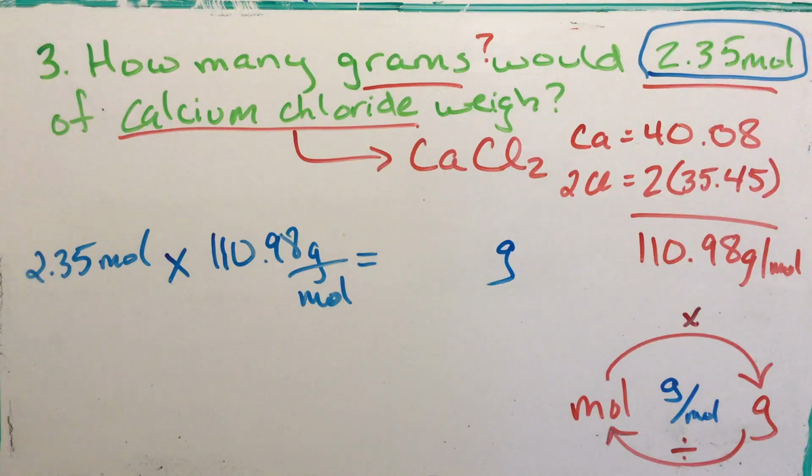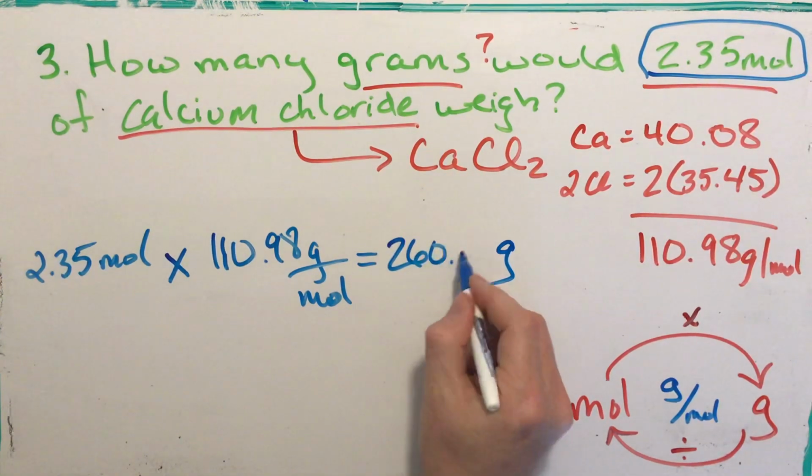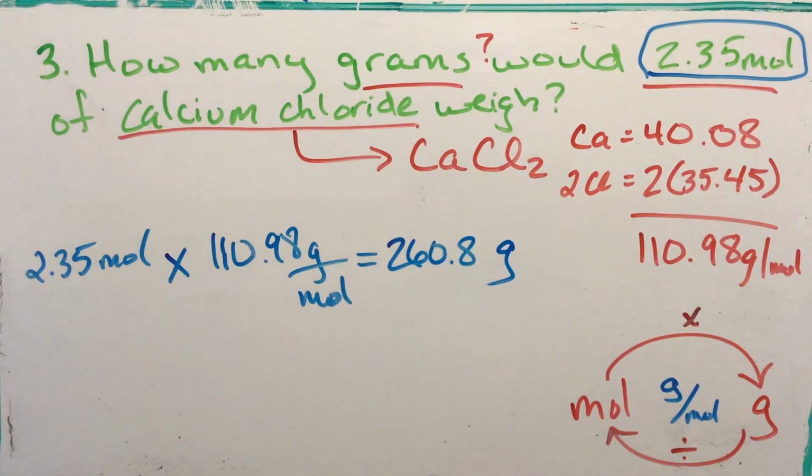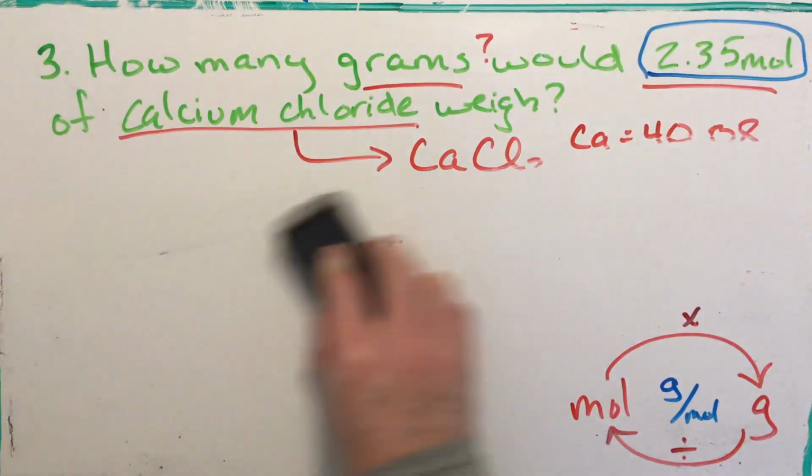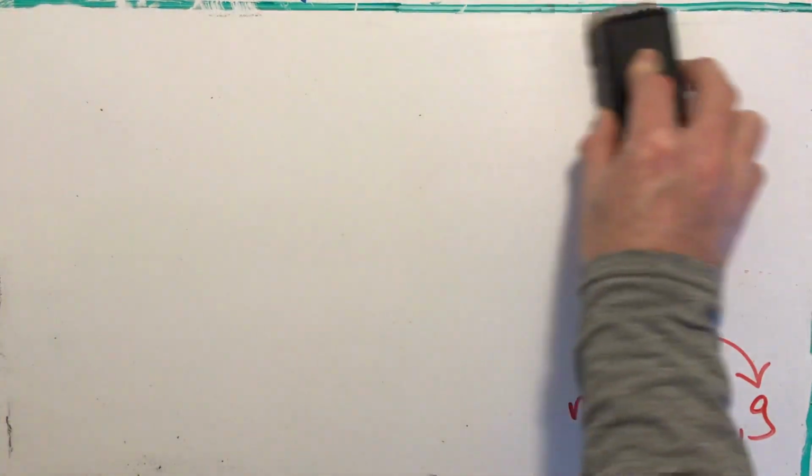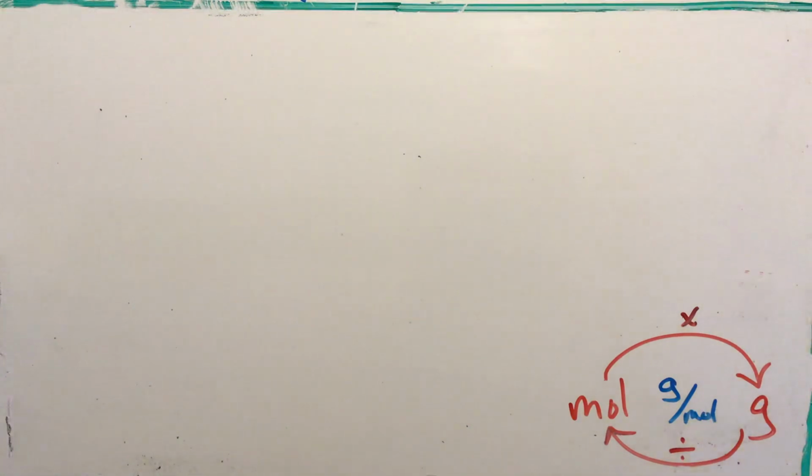So 2.35 times 110.98 on the trusty Calculator Matic 3000 from Dollarama. And that answer is 260.8. So, like we said, we knew it was going to be a little bit more than 220, 260, and that makes sense. All right. So, I'll do one last example. Pause the video if you needed to get that down. I already started erasing it, but you can go back a couple seconds if you need to. We'll do one more going from grams into moles.